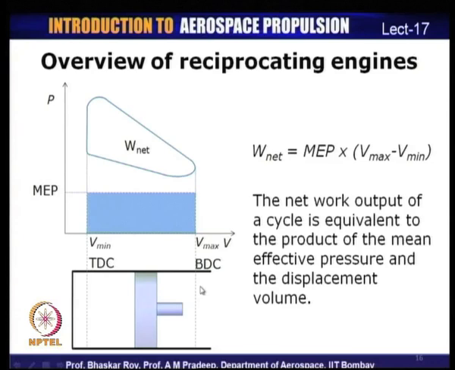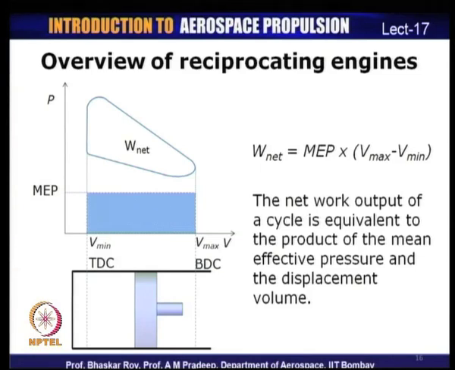Therefore, as the piston moves from BDC to TDC, it displaces a certain volume, which is known as the displacement volume. And so, the fictitious pressure, which when multiplied by this displacement volume gives the net work, is basically the mean effective pressure.